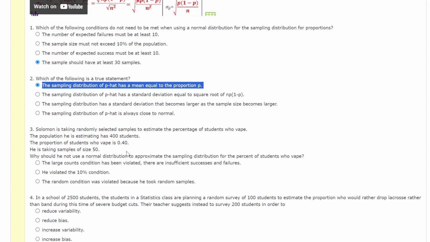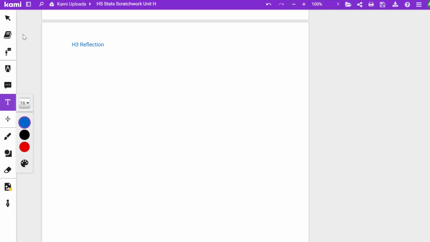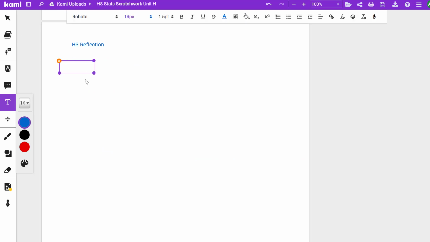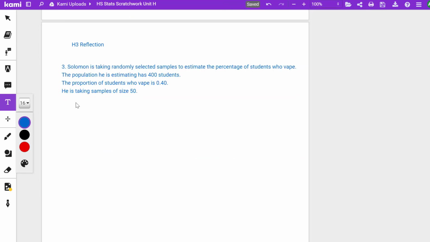Solomon is taking randomly selected samples to estimate the percentage of students who vape. The population he is estimating has 400 students. The proportion of students who vape is 40%. He is taking samples of size 50. Why should he not use the normal distribution? So if I go to my scratch work here, I'm going to paste this problem in. So we're going to check the conditions.